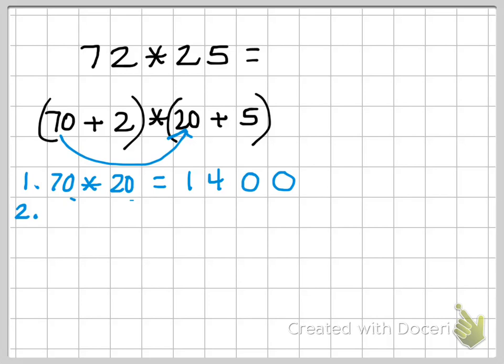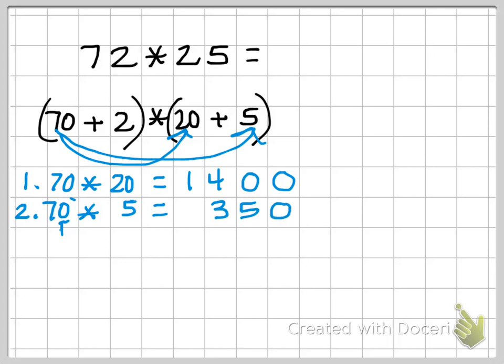In our second wrestling match, the 70 is going to wrestle the 5. 70 times 5. This is a toughie. Well, I know that 7 times 5 is 35. And that's 70 times 5. There's that 0 there. So that's going to be 350. Note that I'm using some graph paper to make sure that I'm lining up my digits, which is really important when we go to the adding step at the end.